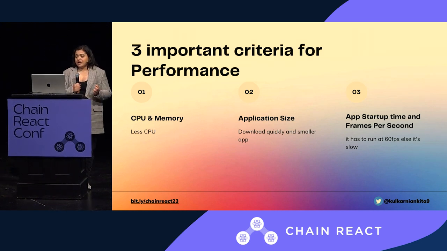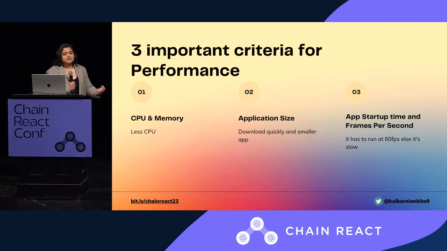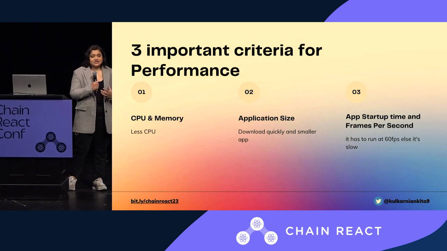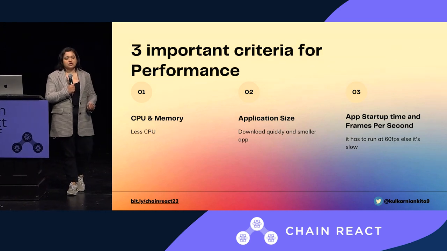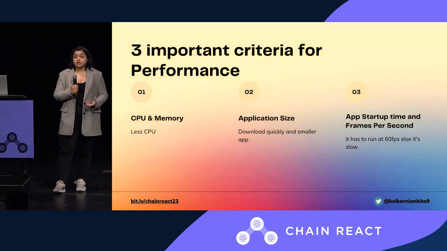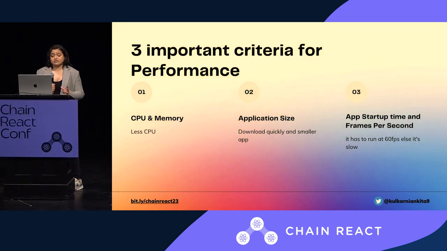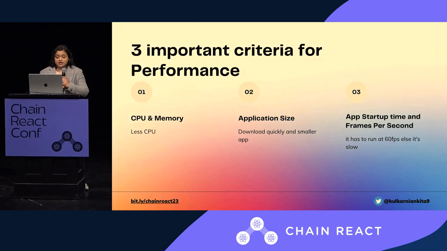So you really want to make sure that it runs at 60 FPS, otherwise it's going to be really slow. And again, app startup time as well. Now, how many times have we opened an app and honestly, I just delete the app if it's really, really slow, because I start to worry that it's going to slow down my phone overall. So these are really important criteria to think about when you start thinking about your performance.